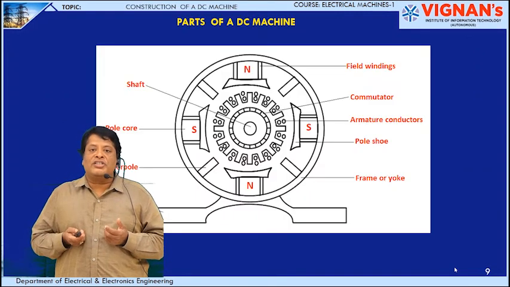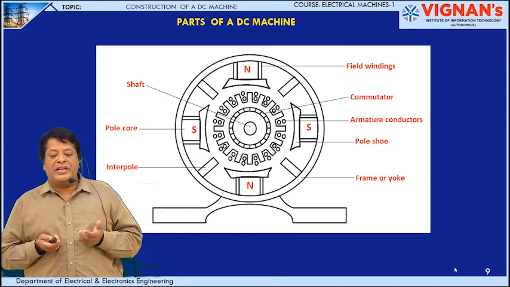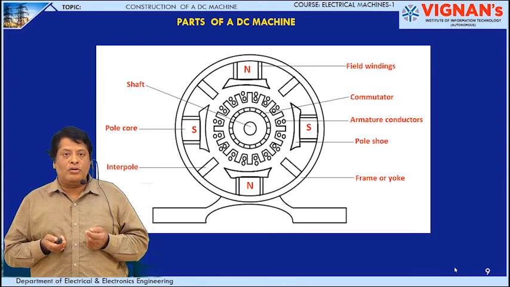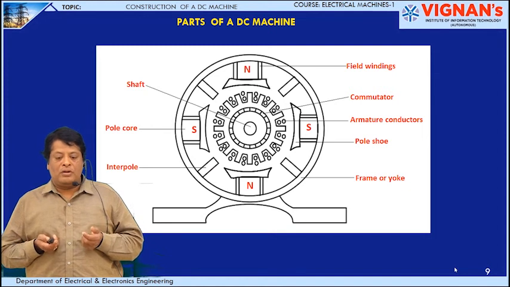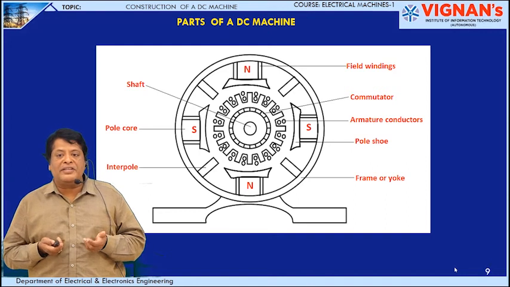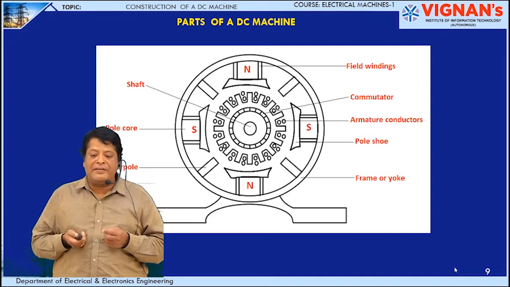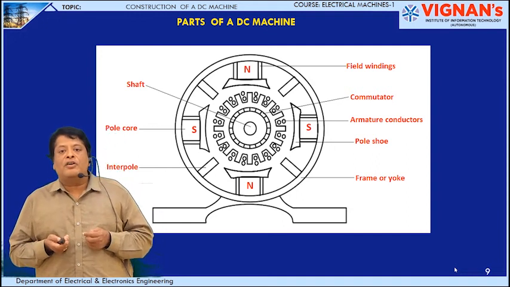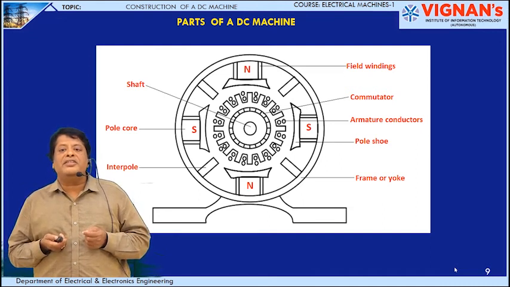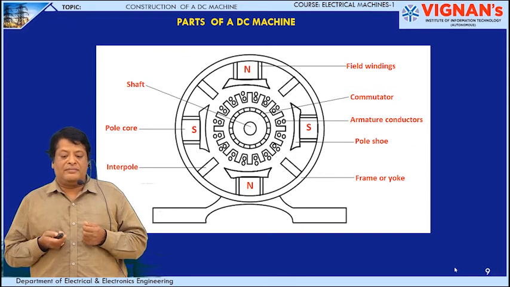This is the overall cross-sectional view of a DC machine. We can also take it as a summary. Field winding, pole core, pole shoe, attached to the stator. Commutator also there, and the armature. The outer periphery of the armature is slotted to house the armature winding and commutator. The commutator is cylindrical in nature. It has segments, and each segment is insulated by insulating material. On the commutator, brushes are there.